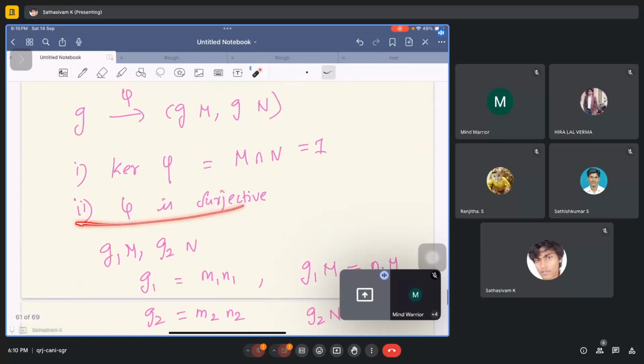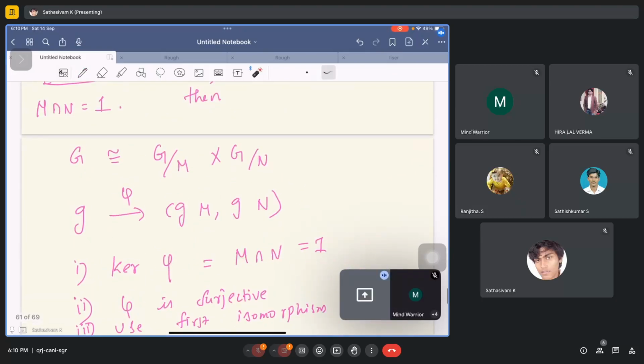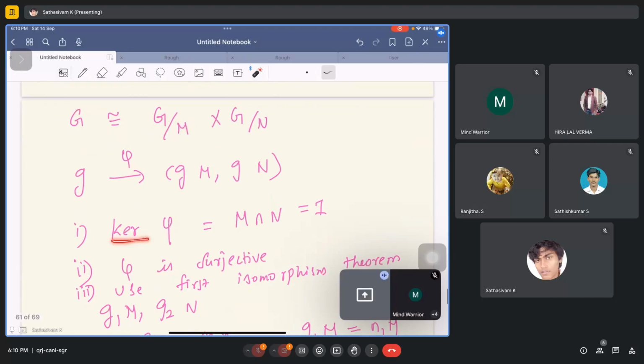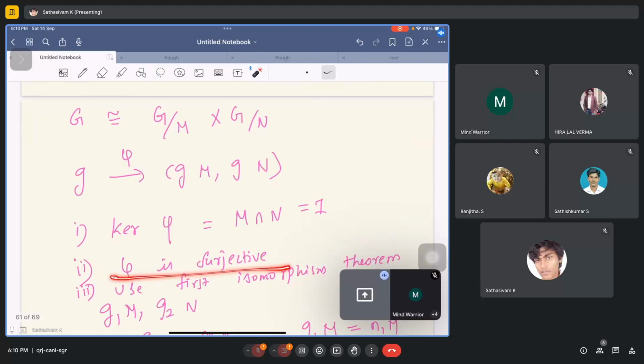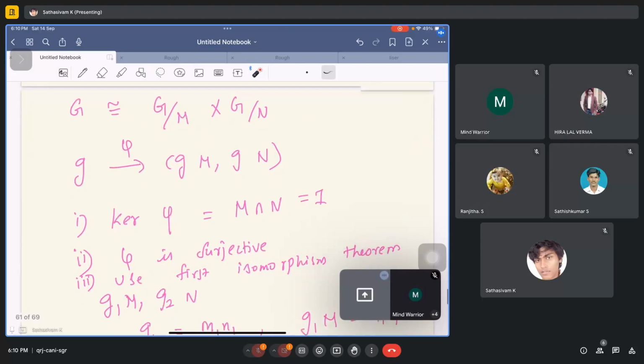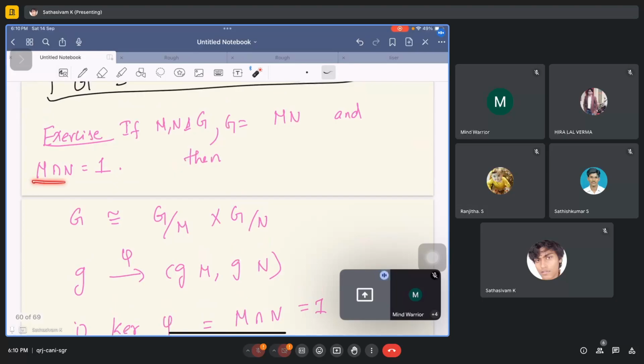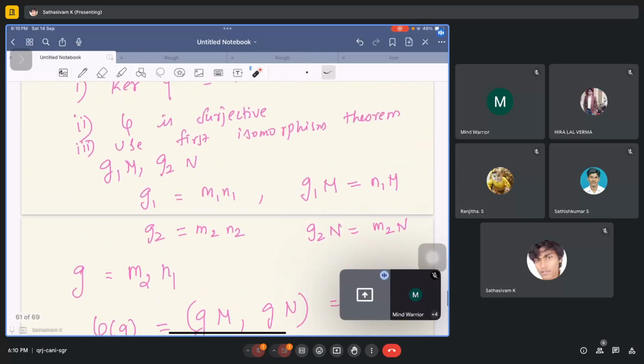Once you compute these two, the third point is to use the first isomorphism theorem. Then you're done. Because the first isomorphism theorem says G by kernel is isomorphic to the image, right? So what we have proved is the kernel is 1, because here we have the assumption, and this is surjective, so the image is basically this. So basically what you have to prove is this is the kernel, and the image is this. For the image I gave an idea.